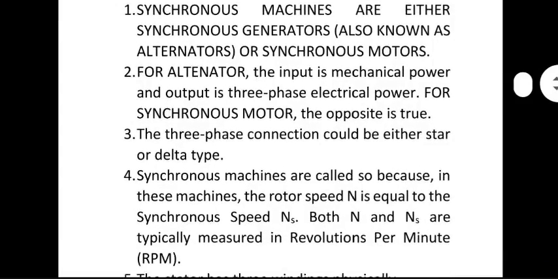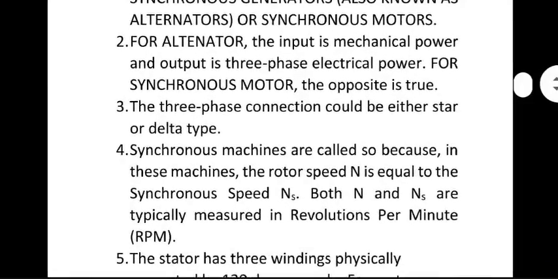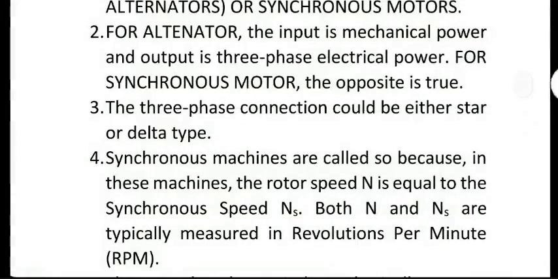Synchronous machines are called so because in these machines, the rotor speed N is equal to a so-called synchronous speed Ns. What happens is, if you have a three-phase winding on the stator and you are energizing it, you will get a magnetic flux produced on the insides of the stator, which will rotate at a constant speed, which is called synchronous speed, Ns.